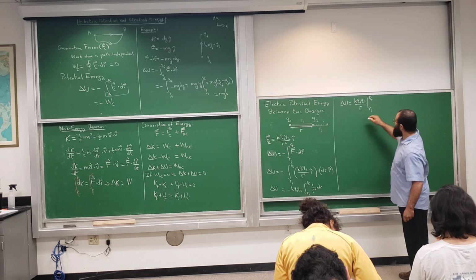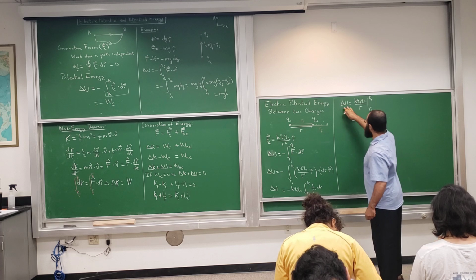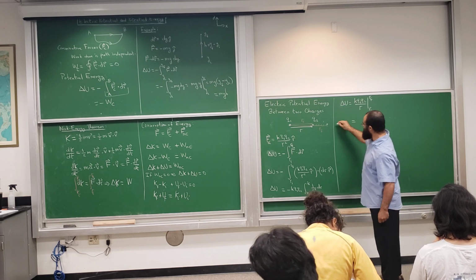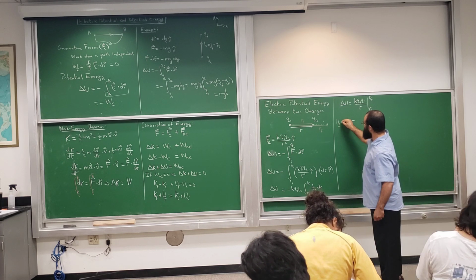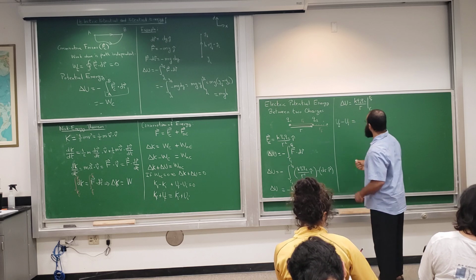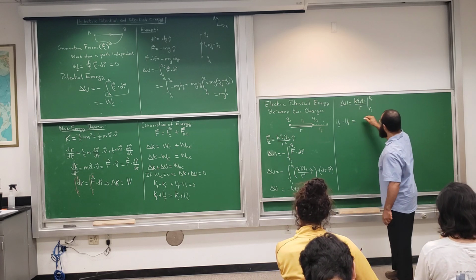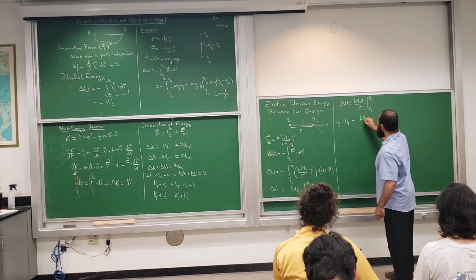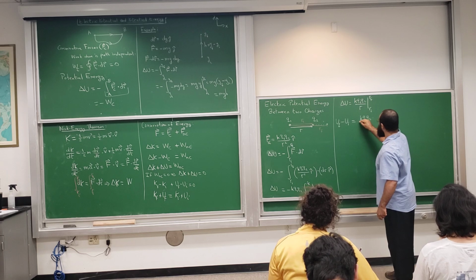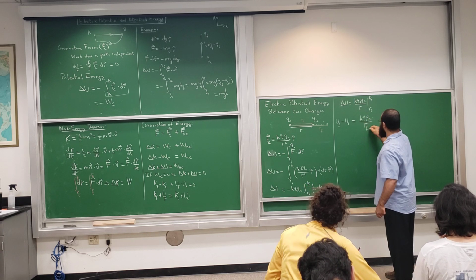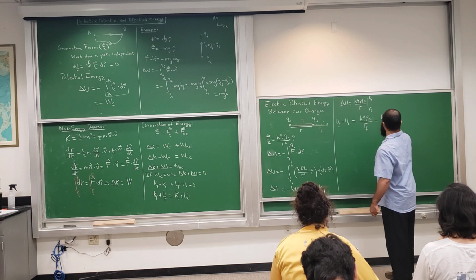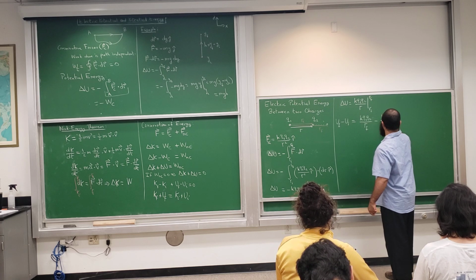So here, now let me write down explicitly, delta U is U final minus U initial. So this becomes K Q1 Q2 over R final minus K Q1 Q2 over R initial.